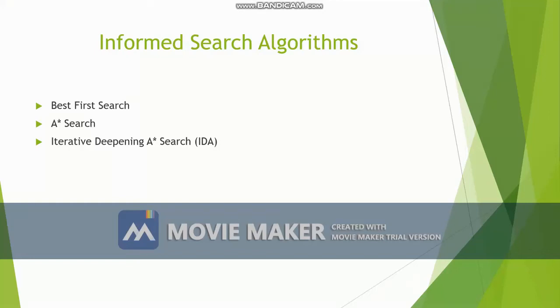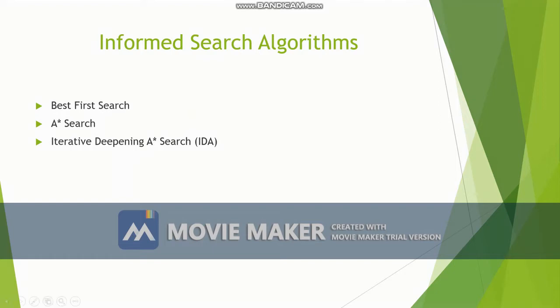Welcome everyone. In this video we are going to discuss informed search algorithms. We have already discussed uninformed search algorithms in the previous videos. Now what do we mean by informed search? Informed search means there will be some information already given related to the graph where you are trying to search a goal node. But in uninformed search there was no additional information given.